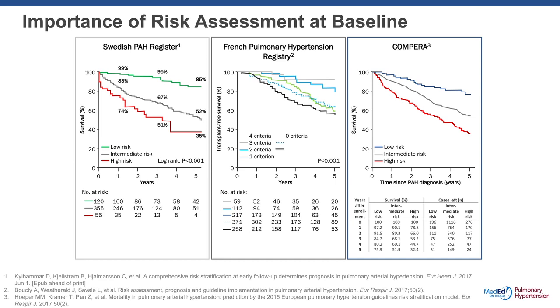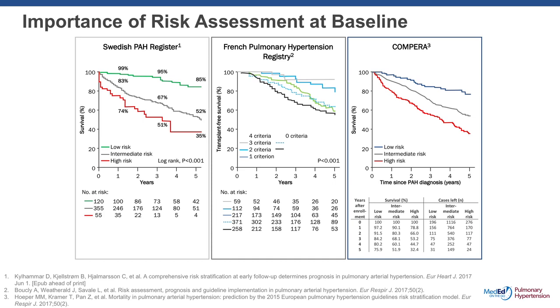So here is the data regarding the risk assessment at baseline. At the time the patient's diagnosed, what their score was and what their prognosis is based on the risk category that they fall into. And the findings are all very consistent. If a patient is in low risk in Swedish and COMPERA on the right and the left, you can see that the prognosis is very good, so the score of less than 1.5. Intermediate is in the middle, and the patients who present with a high risk, that score of greater than 2.5, have a pretty poor survival.